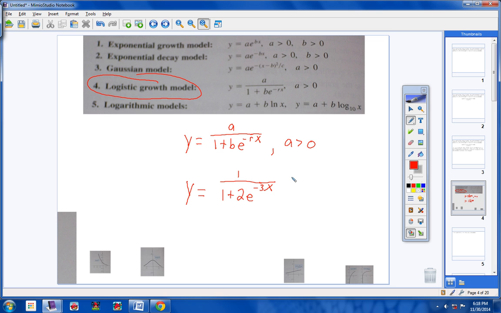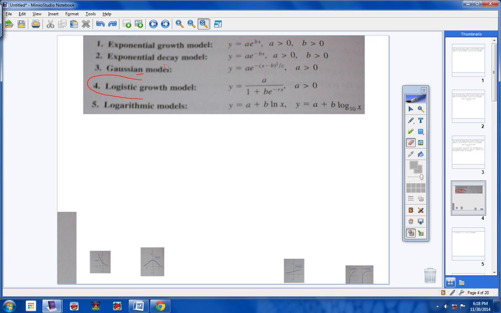I'm not going to make you memorize these. You're more than welcome to have all of these on a cheat sheet for your quizzes or tests. I don't mind that at all, okay? But be familiar with these. Alright, moving on. Let's take a look at what the graph of a logistic growth function would look like.